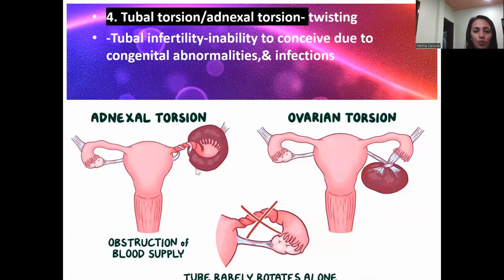So when we say adnexal torsion, it's here. And when we have ovarian torsion, it's here. So twisting could cause tubal infertility or inability to conceive due to congenital abnormalities and infections. This one, we don't term it as infertility now. We term it as subfertility, because they have seen still the possibility that the woman could conceive. So we have two types of infertility or subfertility. We have primary or secondary. When we say primary subfertility or infertility, talagang wala pa.